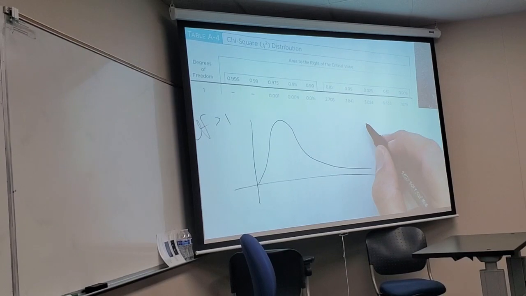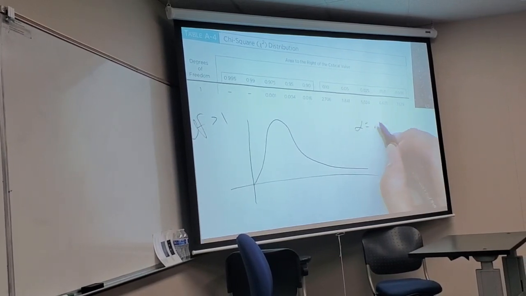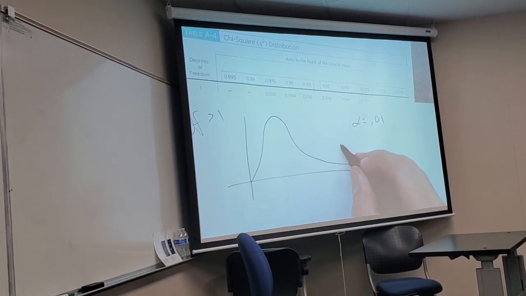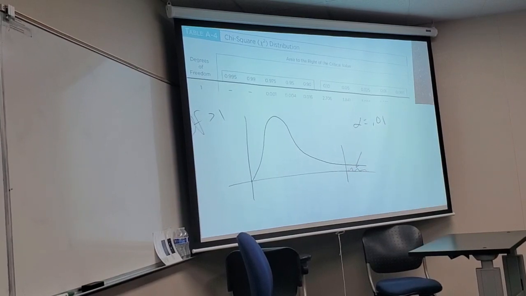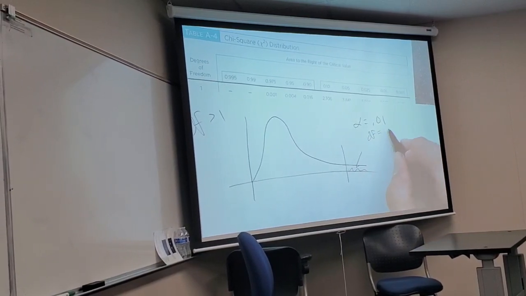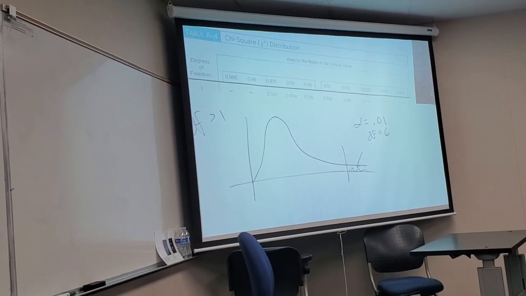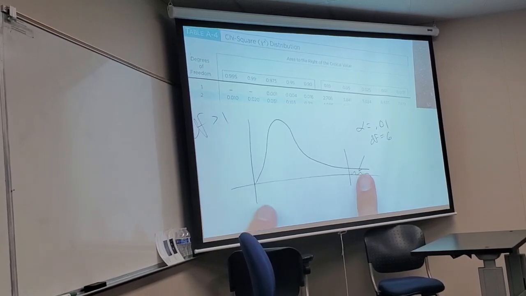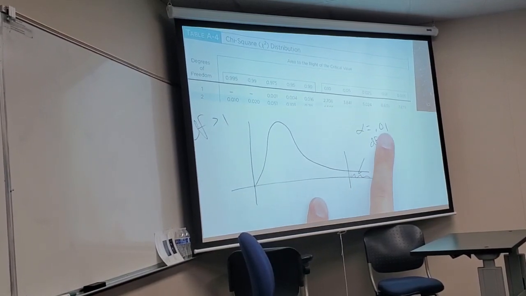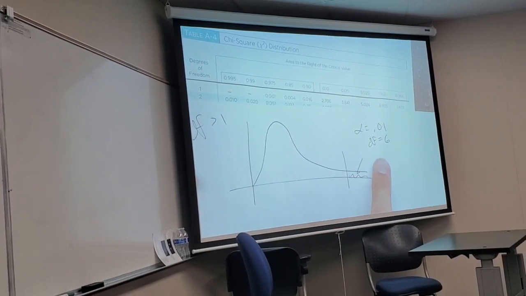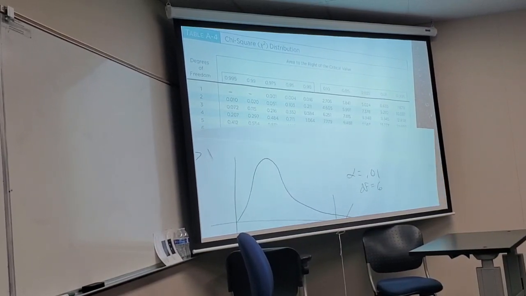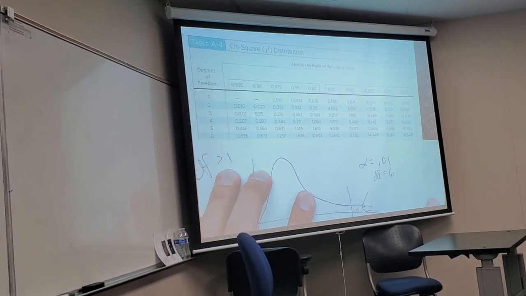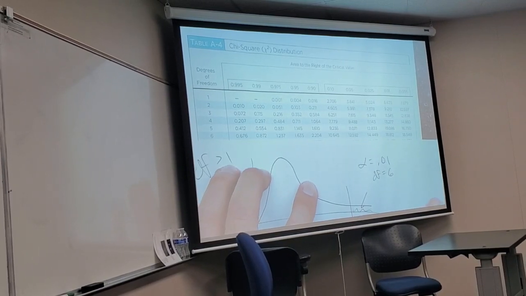So if I had alpha equal to 0.01, and it was this tail, and I had degrees of freedom of 6, can somebody tell me what the chi-square score would be? So I have a right tail, alpha is 0.01, degrees of freedom is 6. What would the chi-square score be?